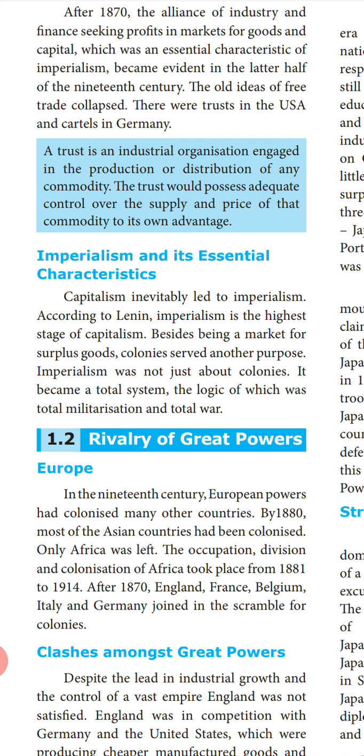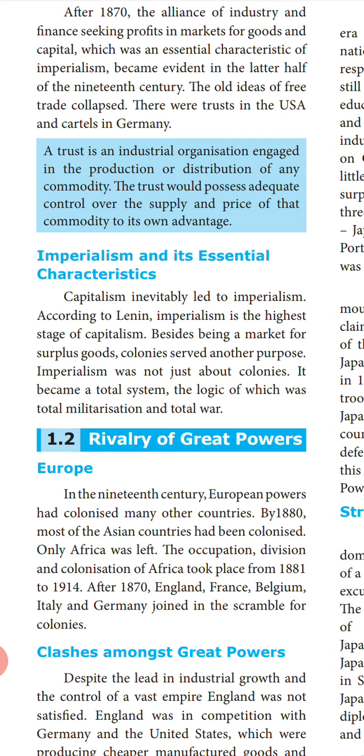What do you mean by capitalism? One who invests money in the industries and increases their capital. Besides being a market for surplus goods, colonies served another purpose. Imperialism was not just about colonies, it became a total system, the logic of which was total militarization and total war. So imperialism then changed into a total war between the countries of the world.